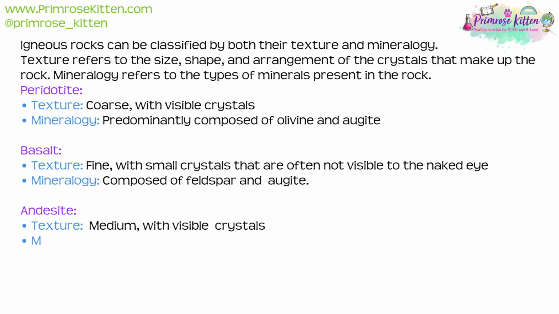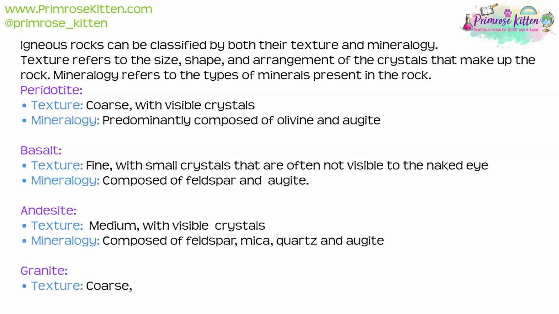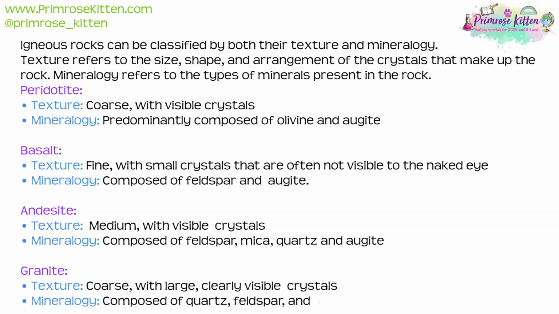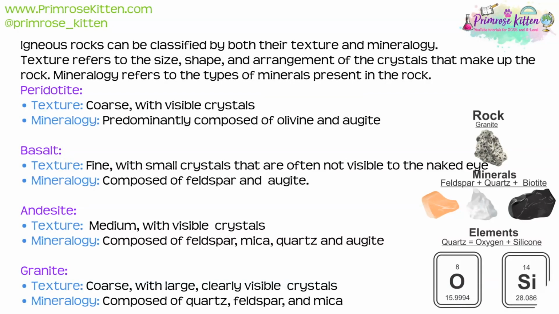Andesite. The texture is medium with visible crystals, and the mineralogy is composed of feldspar, mica, quartz, and augite. Granite. The texture is coarse with large, clearly visible crystals, and its mineralogy is composed of quartz, feldspar, and mica.